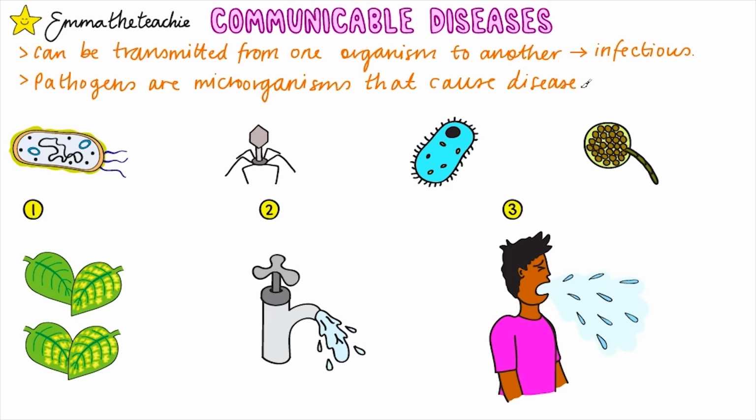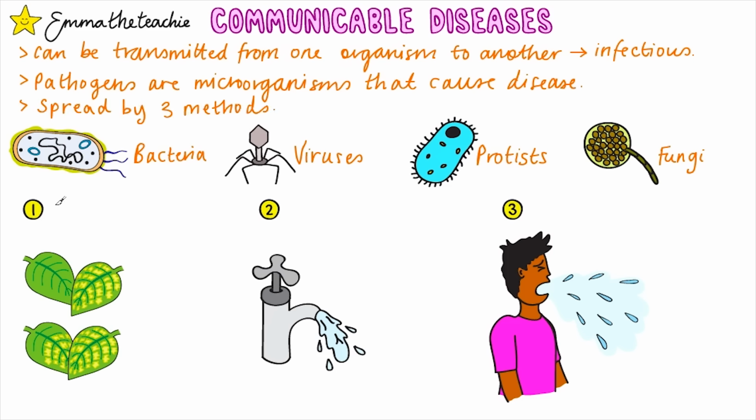These include microorganisms from 4 groups. We've got bacteria, viruses, protists, and fungi. You'll learn specific diseases from each group later in this topic. Pathogens can infect plants or animals, and they spread by 3 different methods. The first is direct contact.